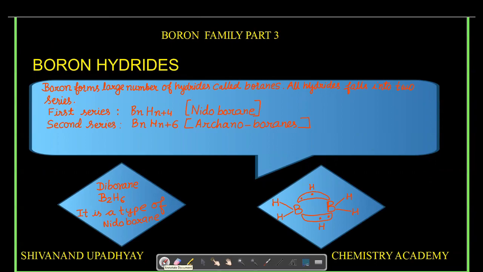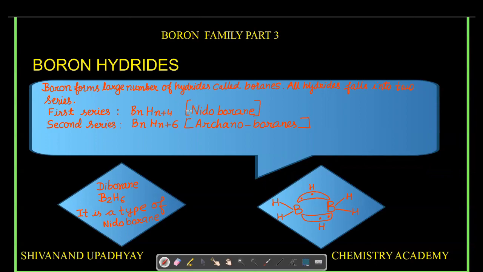Basically our purpose is to study diborane, but here we are starting with boron hydrides. Like alkanes, these are boranes, right? You know the general formula of hydrocarbons, CH4. Here also many hydrocarbon-type things are there, which are known as boranes. So we are discussing boron hydrides. Boron forms a large number of hydrides called boranes. All hydrides fall into two series. The first series is BnHn+4, and the second series is BnHn+6.